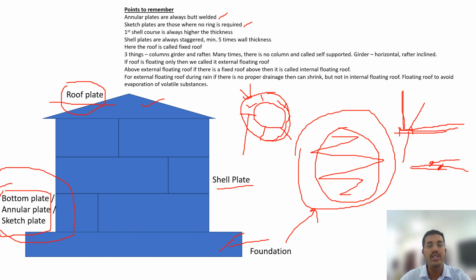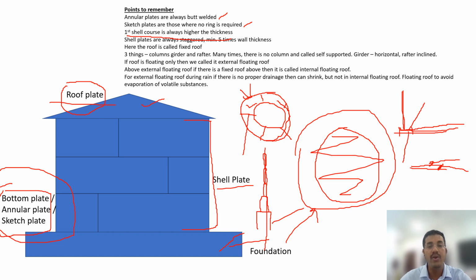First cell course is always higher thickness. This is the cell plate. Let's say there are 5 cell courses. If you see, the first cell course is higher thickness, the second cell course is less thickness, the third is less thickness, the fourth is less thickness, and the fifth one is the least. If you put a center line, everything is in the center. So the first cell course is always higher thickness.